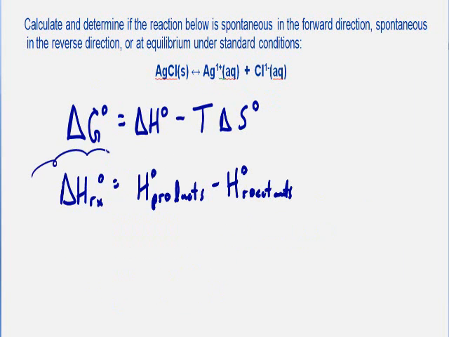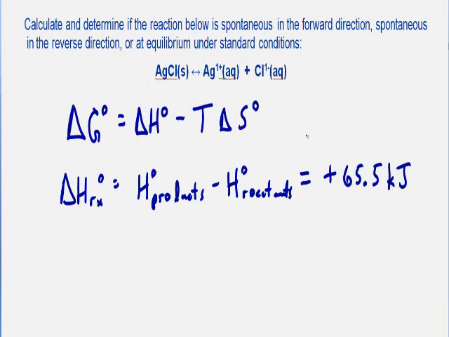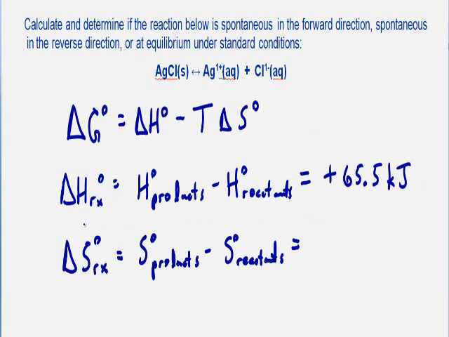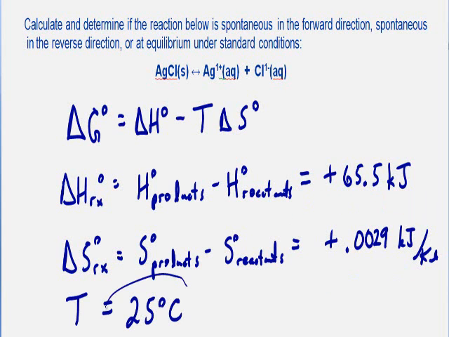We can calculate our standard enthalpy of change for this reaction by going through the standard practice of products minus reactants. Our standard change in enthalpy for the reaction is a positive 65.5 kilojoules. We can do likewise for the change in entropy of the reaction, doing products minus reactants. Our change in entropy for the reaction is a positive 0.0029 kilojoules per Kelvin mole. Our standard condition temperature is 25 degrees Celsius, which converts into 298 Kelvin.